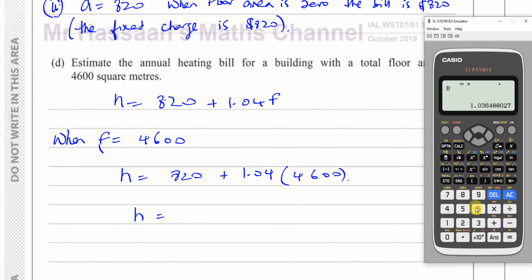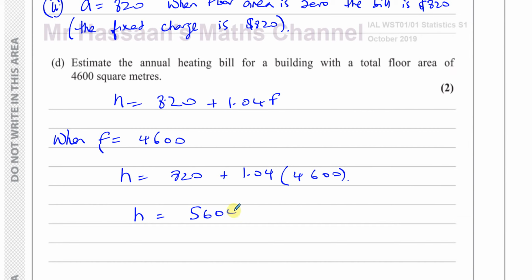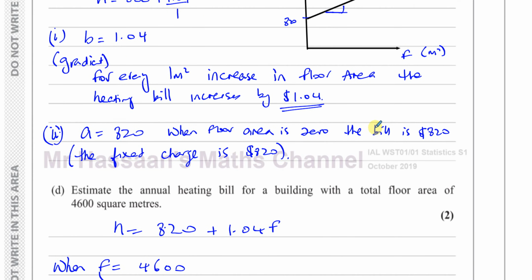So we'll do 820 plus 1.04 times 4,600, and that gives you 5,604. That's the heating bill in dollars. So there's the answer to part D. That's an estimation of the annual heating bill for a building with a total floor area of 4,600 square meters using the regression line that we had.